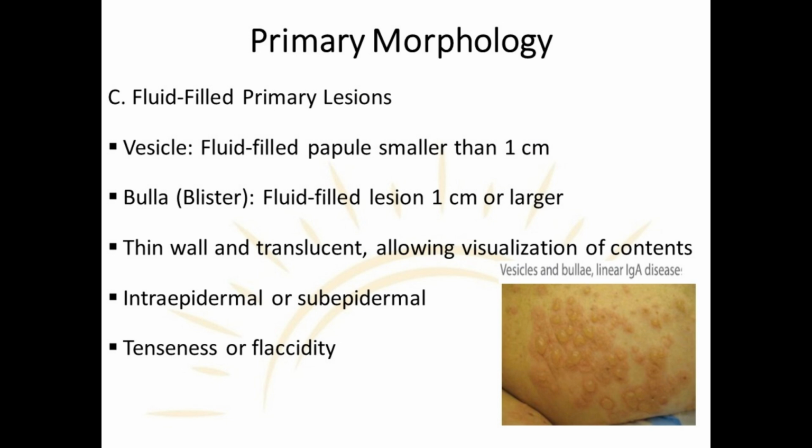Fluid-filled primary lesions. Vesicle. It is a fluid-filled papule smaller than 1 centimeter. Bulla, blister. It is a fluid-filled lesion 1 centimeter or larger. Vesicle and bulla wall is thin and translucent, allowing visualization of contents which may be clear, serous, or hemorrhagic. Arising from cleavage in epidermis, intraepidermal or dermal-epidermal interface, subepidermal. Tenseness or flaccidity may suggest depth of split, but histopathologic examination is needed for reliable differentiation.